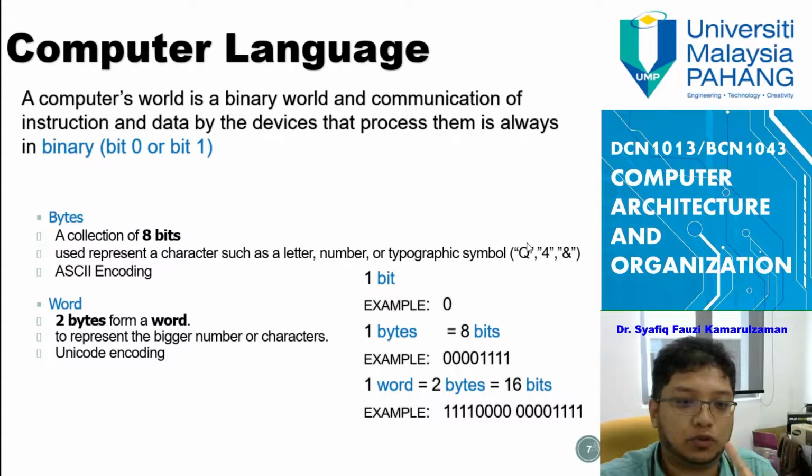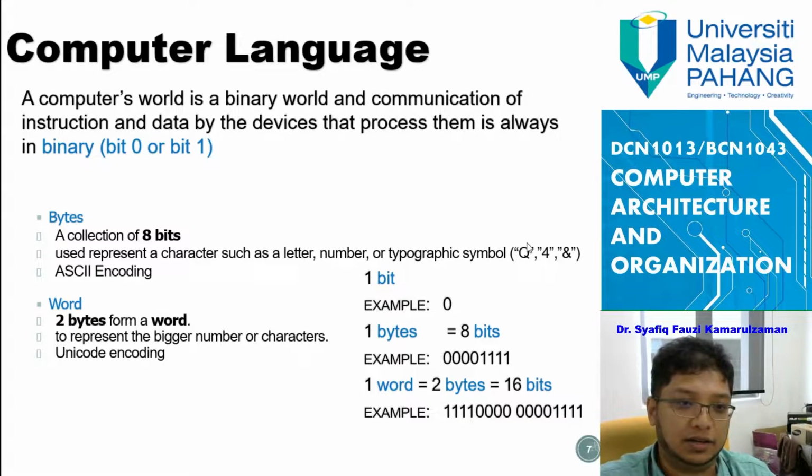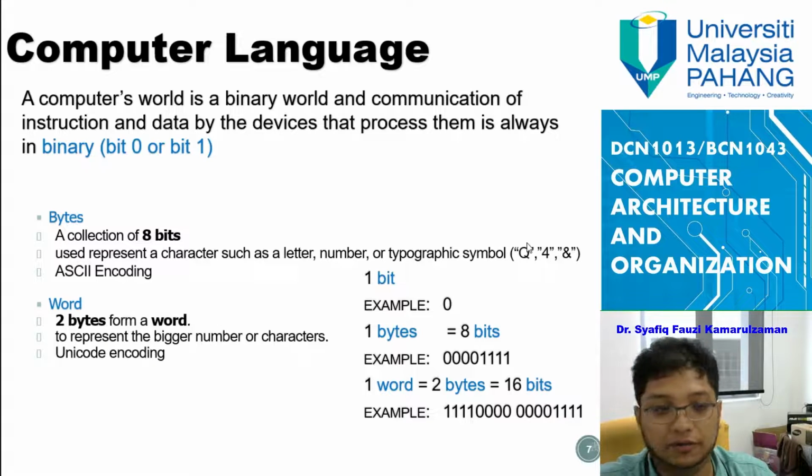Then 2 bytes represent one word. So how many bits does one word have? One word has 16 bits. This is used to represent a bigger number of characters, for example the Unicode encoding. Unicode covers languages like Japanese or Chinese. So this is the representation that we have of those binary.